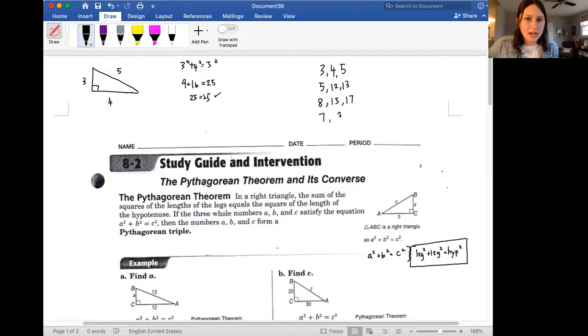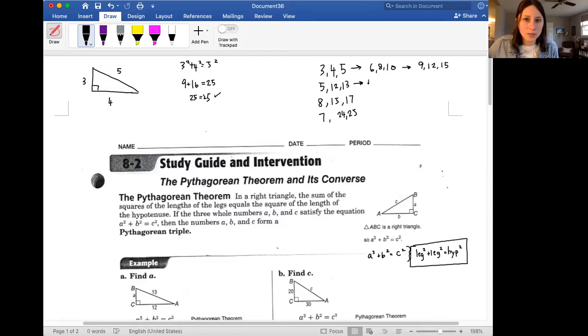And so these triples actually also go for the ratios of these triples as well. So if you multiply this by 2, then you have 6, 8, and 10. So this fits into a set of triples. Okay, if you triple this, you have 9, 12, and 15. So see how even the doubles or triples or quadruples of your triples will also have that same quality.